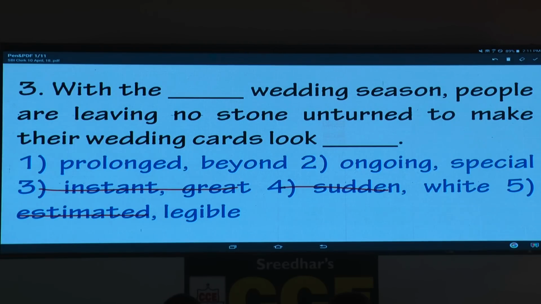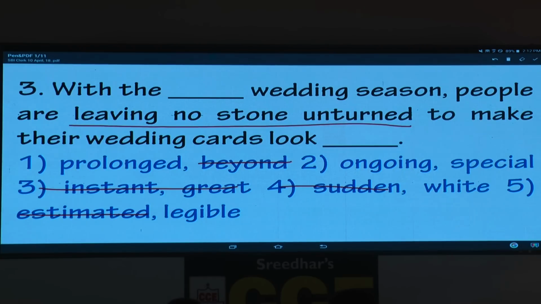With the prolonged wedding season, people are leaving no stone unturned. This is a very good idiomatic expression. Please underline. Leave no stone unturned means to put in every effort, to try every source. You should not leave any stone unturned to get selected. What does it mean? You should touch every book, you should touch every source. So with the prolonged wedding season, people are leaving no stone unturned to make the wedding cards look beyond. Look beyond, does it make any sense? No. So what does it mean? Based on the second word, we cannot consider the first option.